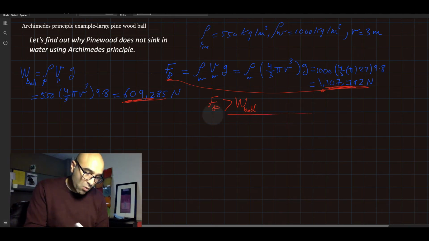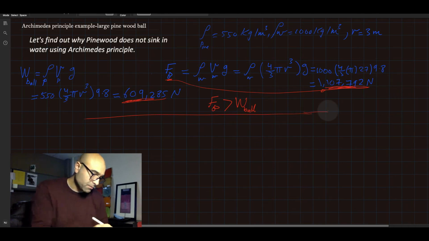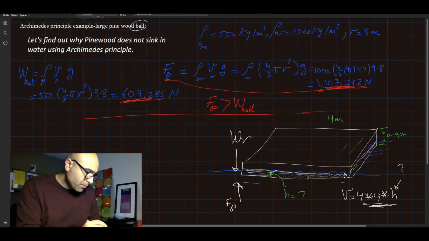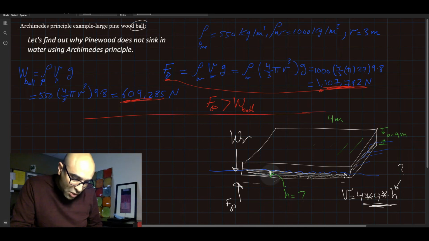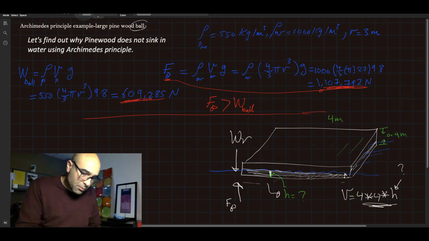Now what if we did something different? Take this ball and make part of it into a raft. This raft is a square raft that has 4 meters on a side and 4 meters on a side here, and the thickness of it is 0.4 meters. Of course, when you put this raft in the water, some of it will be submerged underwater. We need to find how much of it is submerged underwater. Basically, we need to find what h is, the depth submerged underwater.